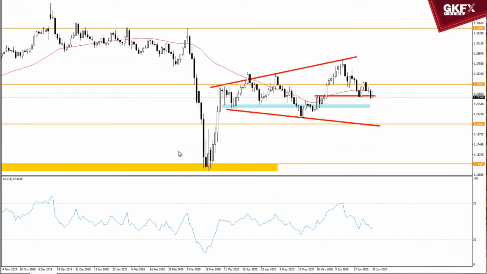Let's move over to the pound. This is the daily chart. I don't use trend lines a lot, just to sort of demonstrate what we're dealing with here. We had the surge off the lows from March, and then we did make higher highs, but we've actually made a lower low as well.